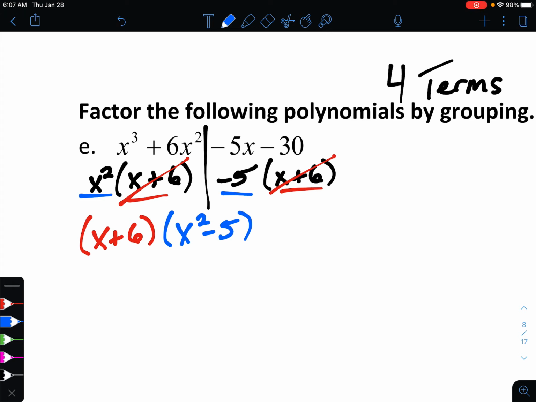Now, at this point, looking at our 2 factors, x squared minus 5, we would normally look to continue factoring. However, 5 is not a perfect square, so it's not a difference of squares. So actually, at this point, we would be done.